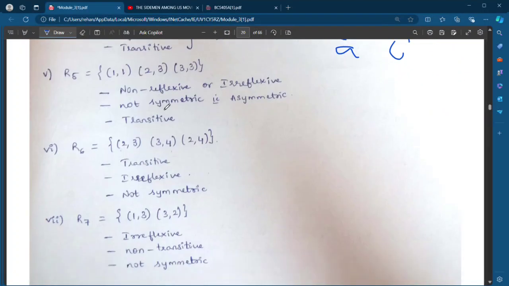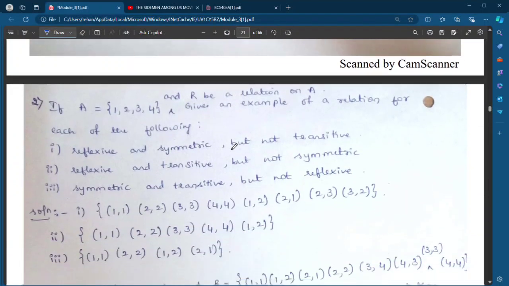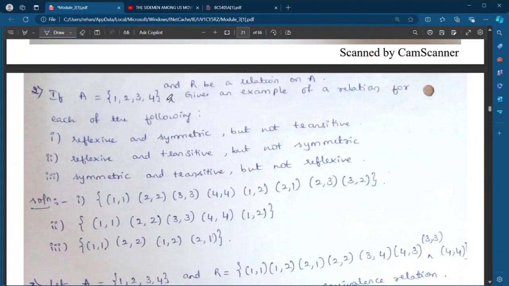Simple thing. Similarly, you see this, pause it, and try to solve it. Then, if A is equal to {1, 2, 3, 4}, and R is a relation on A, give an example of a relation for each of the following. So, I have a set A: 1, 2, 3, 4.